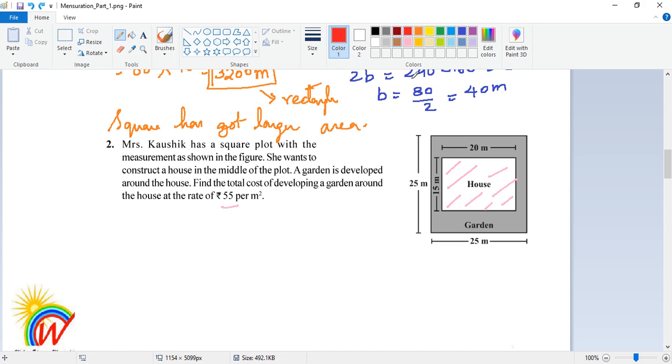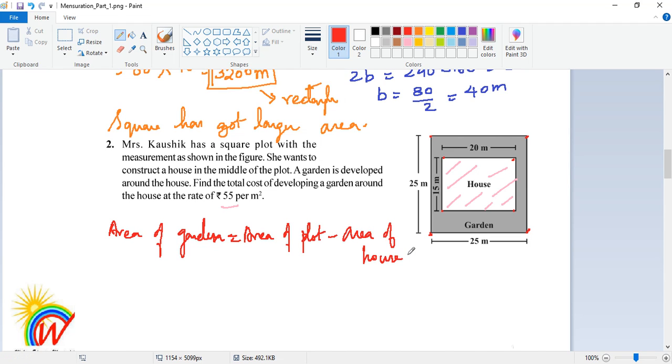So let's find the area of the outer square, the whole thing, and you subtract the area of the house from it. You will actually get the area of the remaining space, that is the gray region. So area of garden is equal to area of plot minus area of house.